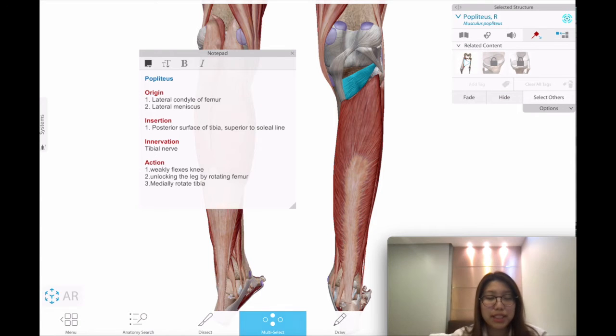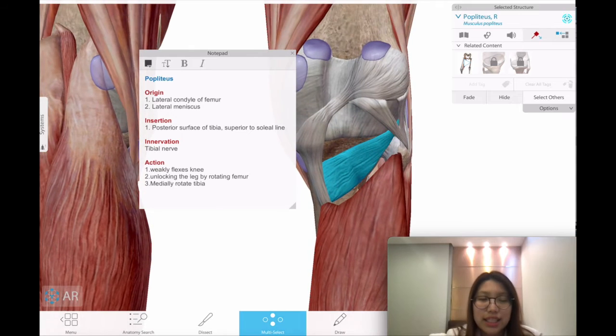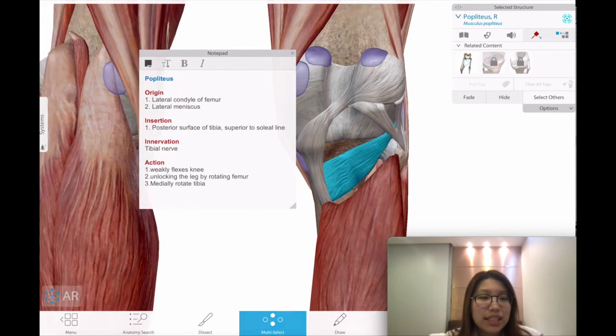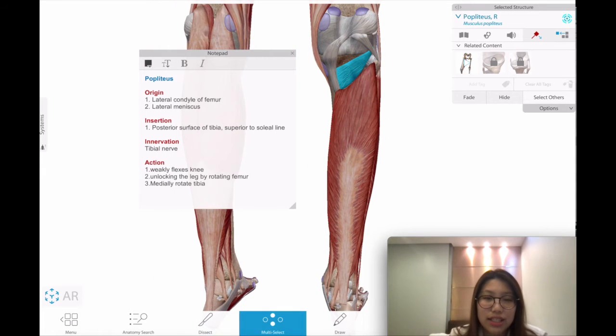So this is the popliteus muscle. It originates at the lateral condyle of the femur and the lateral meniscus. The insertion is at the posterior surface of the tibia superior to the soleal line, and the innervation is the tibial nerve. The action is to weakly flex the knee, unlocking the leg by rotating the femur and medially rotating the tibia.